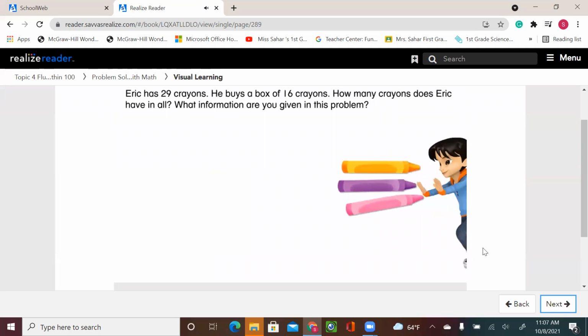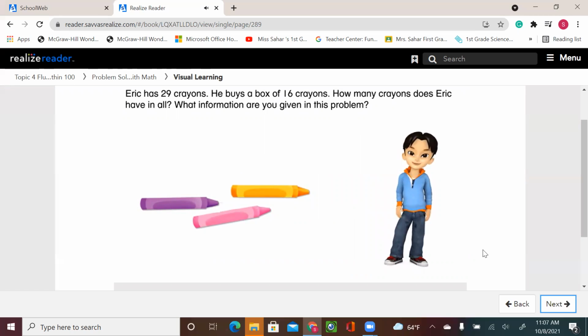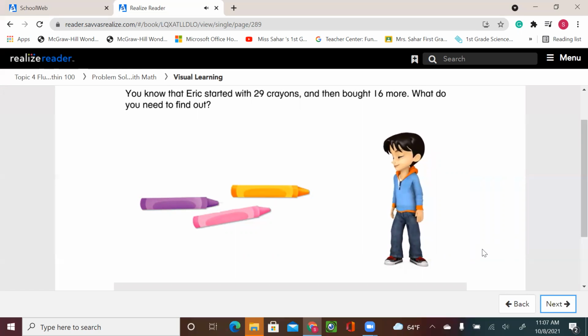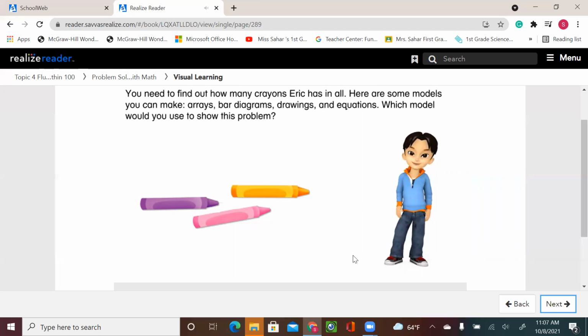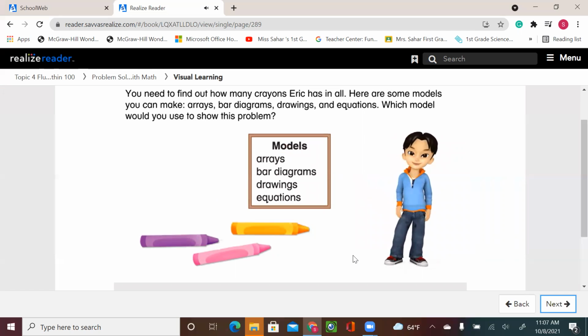Eric has 29 crayons. He buys a box of 16 crayons. How many crayons does Eric have in all? What information are you given in this problem? You know that Eric started with 29 crayons and then bought 16 more. What do you need to find out? The total. You need to find out how many crayons Eric has in all. Here are some models you can make: arrays, bar diagrams, drawings, and equations. Which model would you use to show this problem?